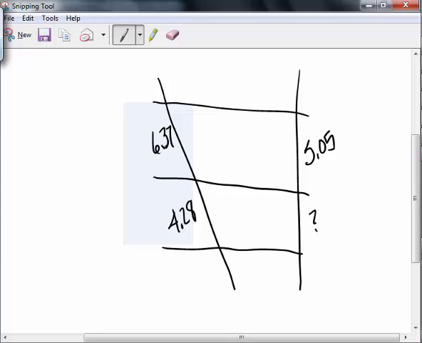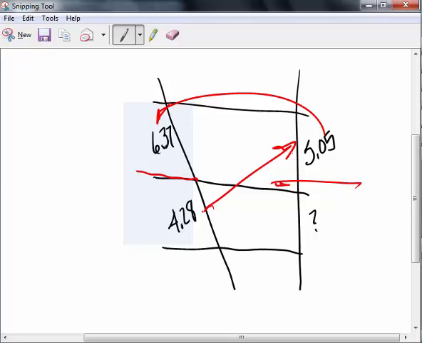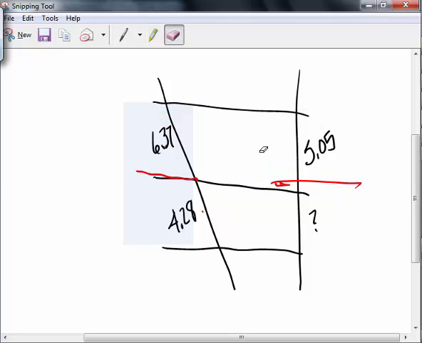So on our calculator, we would set up that proportion, where we would have 6.37 over 4.28 is 5.05 over question mark. So we're going to cross multiply and divide. All right, so just a second, I'm going to do it the other way around. We're going to cross multiply and divide. So we're going to take this times this divided by this.